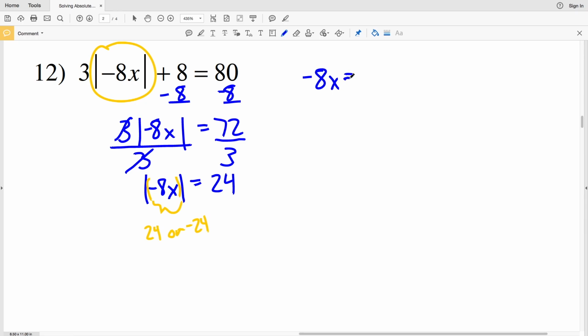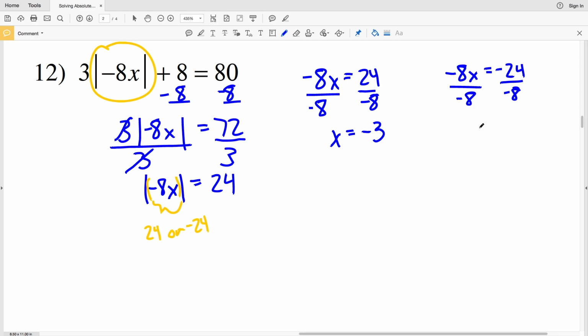Negative 8x equals a positive 24, or negative 8x equals a negative 24. When it equals a positive 24, we'll divide both sides by negative 8 to get that x is equal to negative 3. When it equals a negative 24, we'll divide both sides by negative 8 to get that x equals a positive 3. So our solution in number 12 is negative 3 or positive 3.